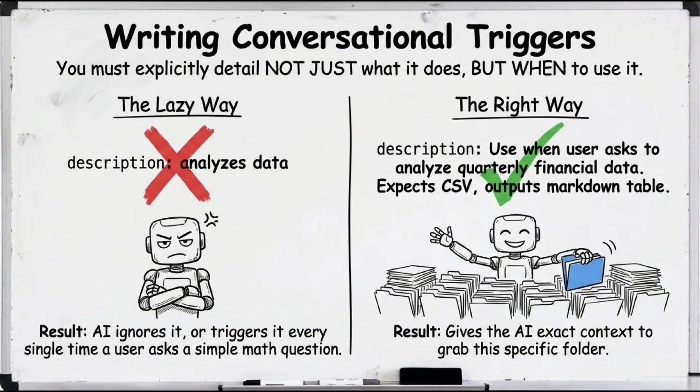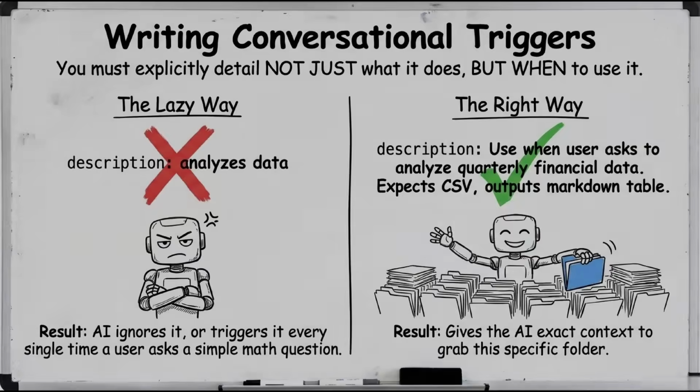Totally. A well-written description needs to say, use this skill when the user asks to analyze quarterly financial data. It expects CSV files as input and will output a formatted Markdown table. You are giving the AI the exact context it needs to grab this specific folder out of a massive lineup. It's basically the elevator pitch to the AI. You have 1,024 characters to sell the agent on why it needs your tools for this current task. That's exactly what it is.